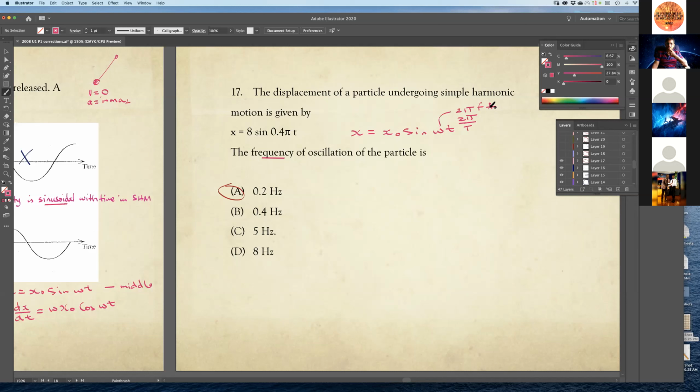All right, so we want this form of the equation, which is x is equal to x zero sine 2 pi f t. And what we are seeing is 0.4 pi t is equal to 2 pi f t. The t's will cancel out, pi will cancel out, and therefore f would be equal to 0.4 over 2, which is 0.2 hertz. And therefore, that's our answer.